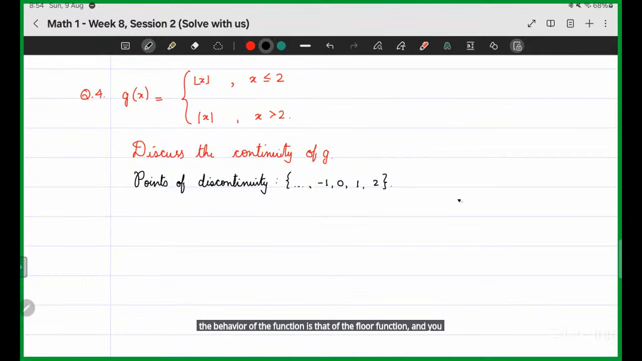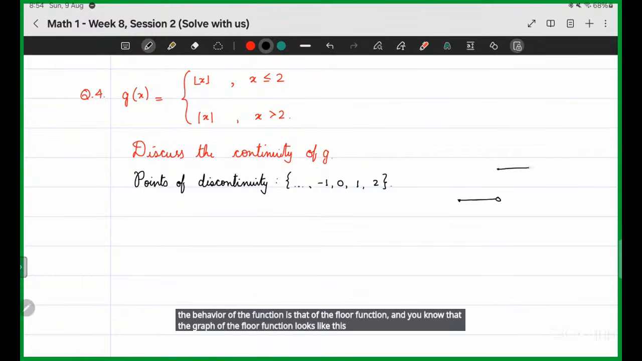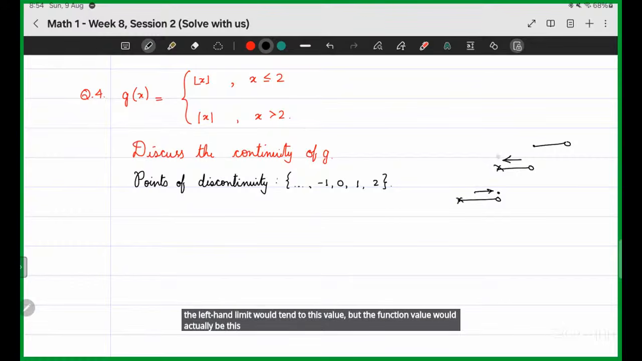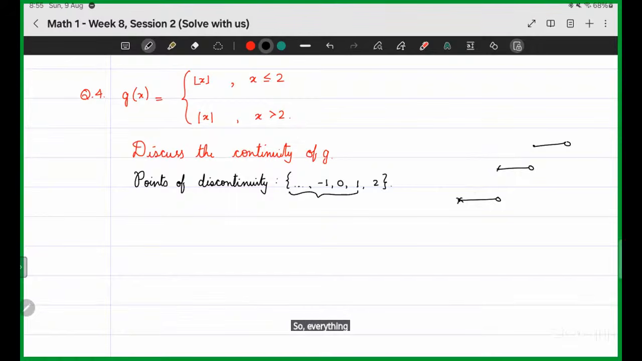And you know that the graph of the floor function looks like this. So there are jumps at every integer point. So the left-hand limit would tend to this value, but the function value would actually be this, which will also be the right-hand limit. So everything up until this point just follows from the fact that this function by itself is discontinuous at integer points. But of course, for 2, we need to verify it separately. But in this case, it's a direct verification.